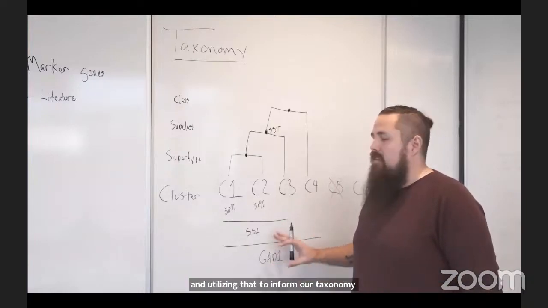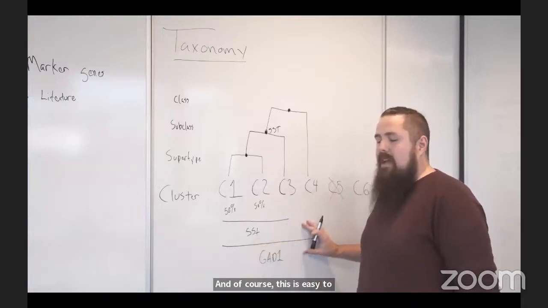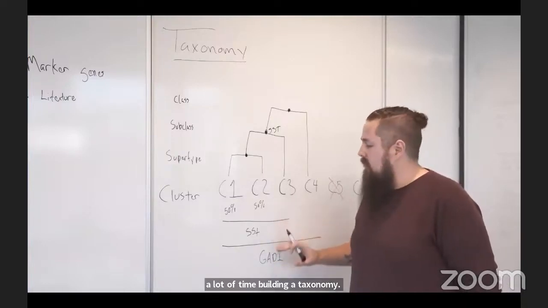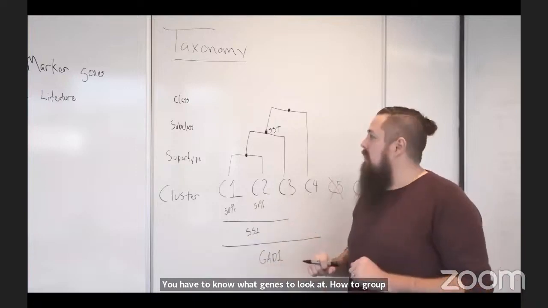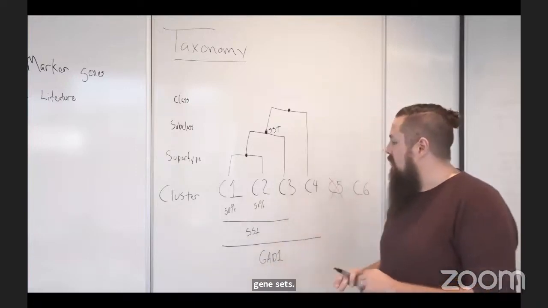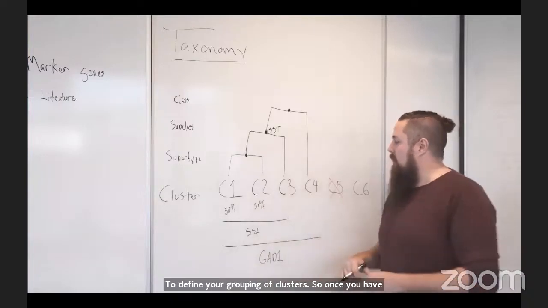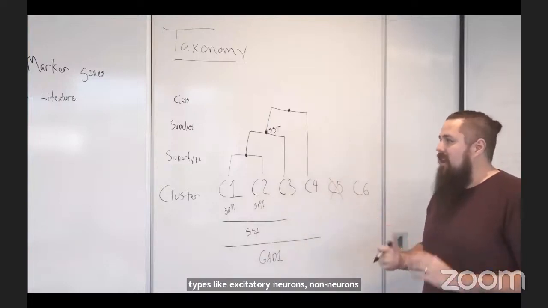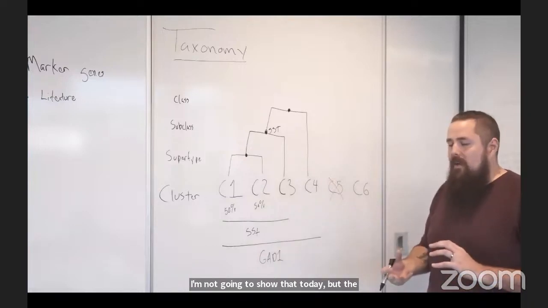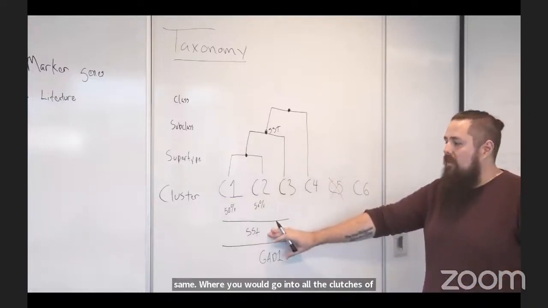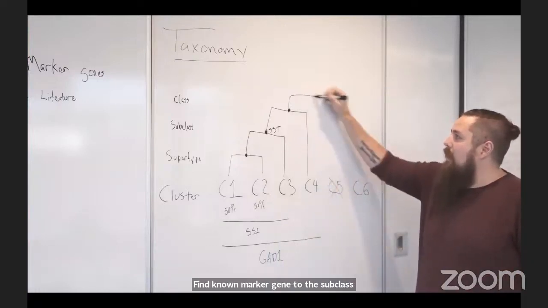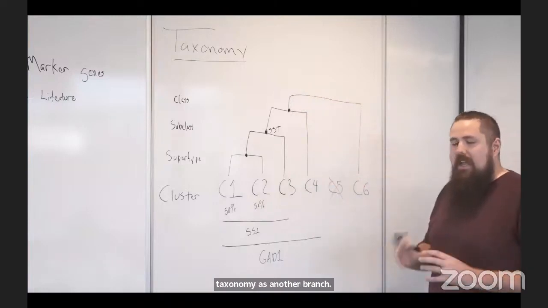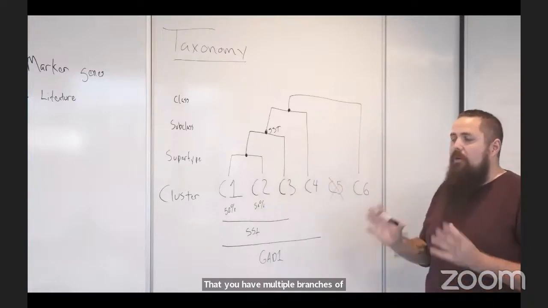And of course, this is easy to draw here, but this takes a lot of time in building a taxonomy. You have to know what genes to look at, how to group clusters, and making sure that you have the right marker gene sets to define your grouping of clusters. So once you have this inhibitory class, then of course you have other types like excitatory neurons, non-neurons. I'm not going to show that today, but the logic is the same, where you would go into all the clusters of excitatory neurons, find known marker genes at the subclass level and the class level. And then you connect them all up with our taxonomy as another branch. Then you have multiple branches that define classes and higher order groupings of clusters for the whole tissue.